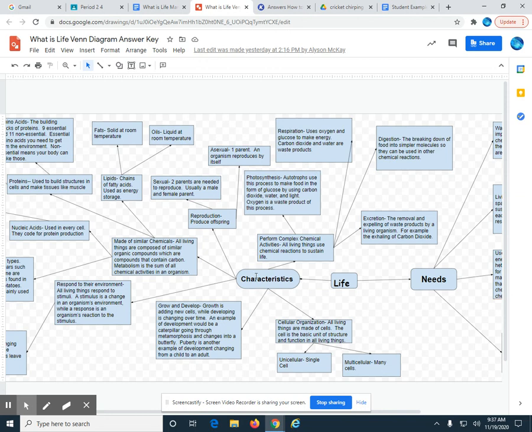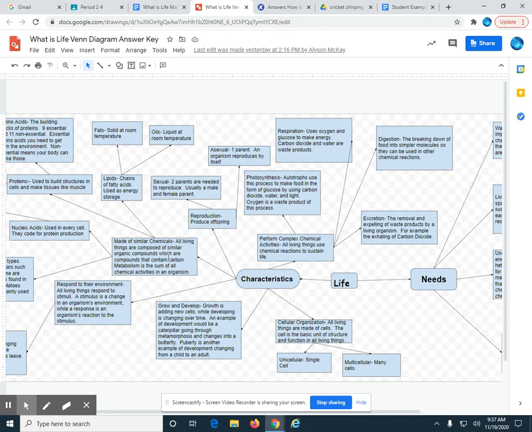Okay. Another characteristic is that we're made of similar chemicals. All living things are composed of similar organic compounds. That means they have carbon, hydrogen, and oxygen. And with these similar chemicals, we perform metabolism. It's the sum of all the chemical activities in an organism.